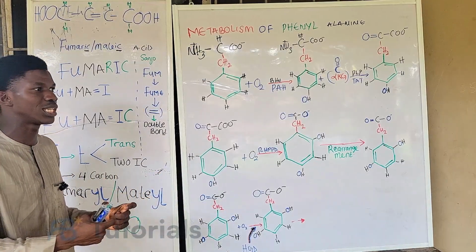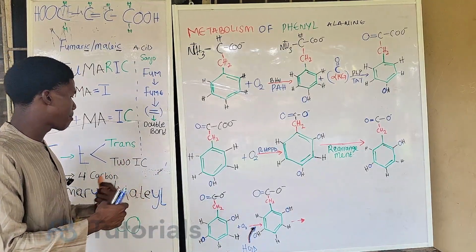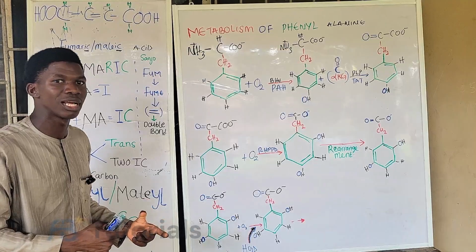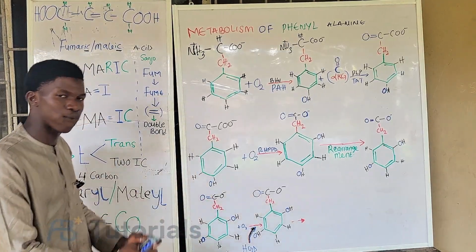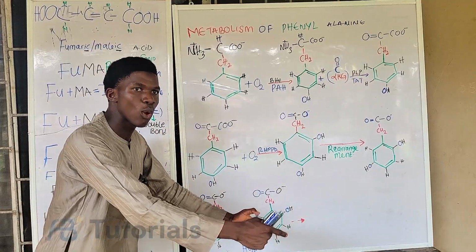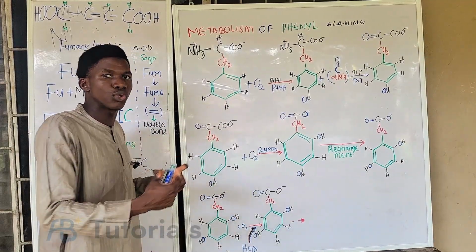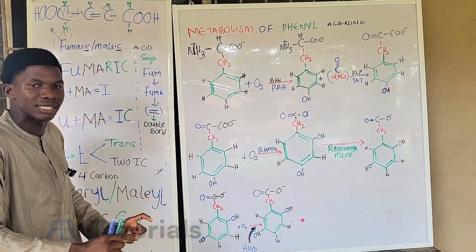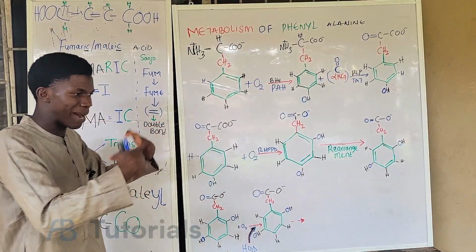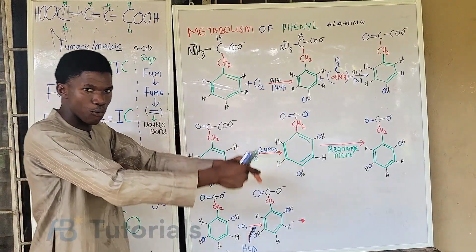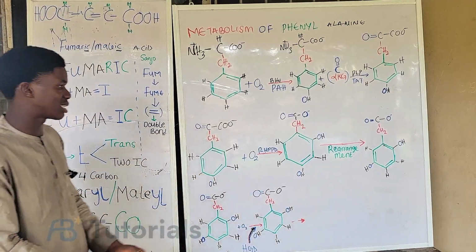a point where we are going to get the malic and the fumaric. That's to tell you that we are going to get the malic first, then the fumaric. Why? Because the malic will just serve as an intermediate, while the fumaric will be the main product. That is the malic, then the fumaric acid. I hope that is clear.